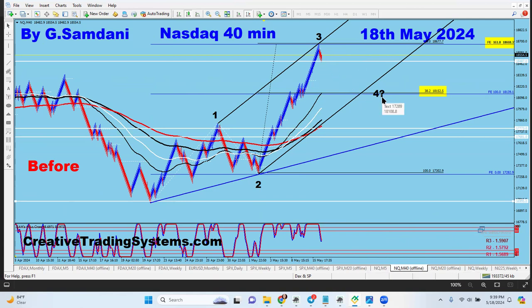So far, so good. Since last year, I've been tracking this thing step by step, saving the charts, and I'm right on the dot. So let's see what's next here, right? So this is it for now.